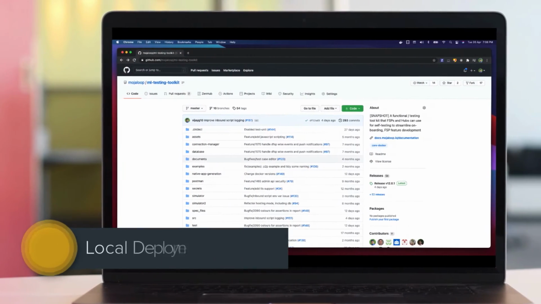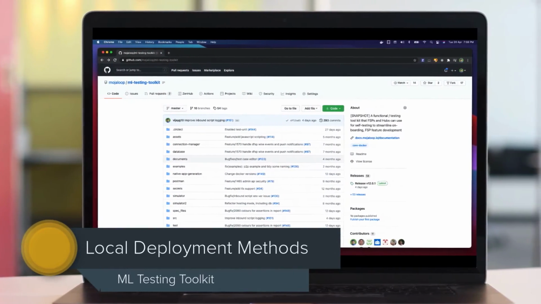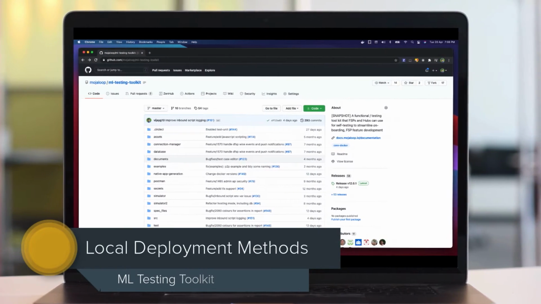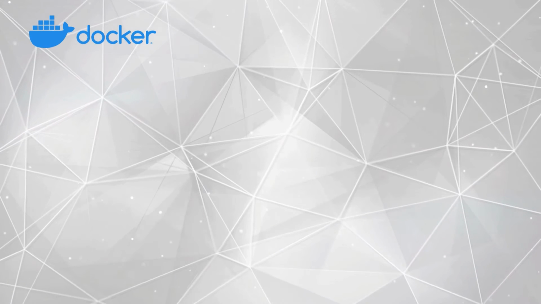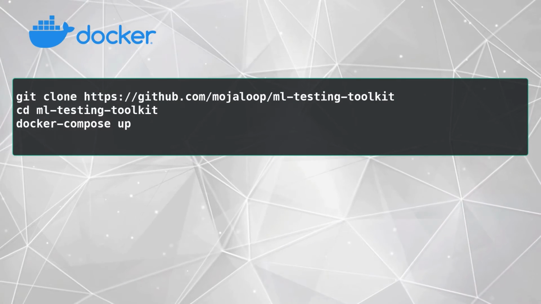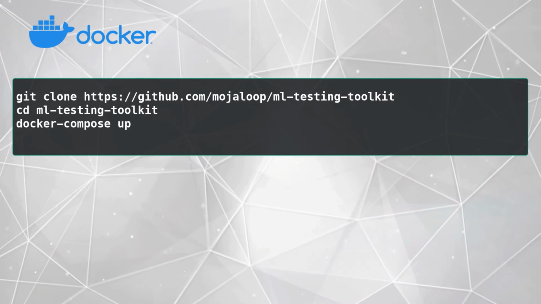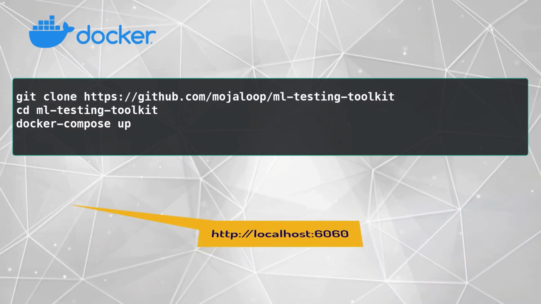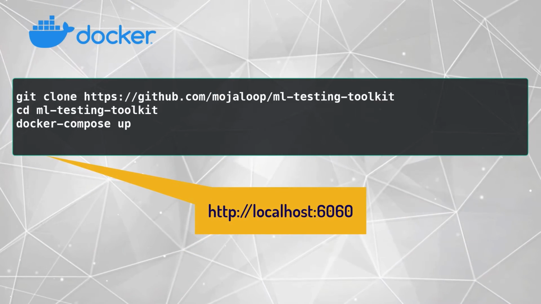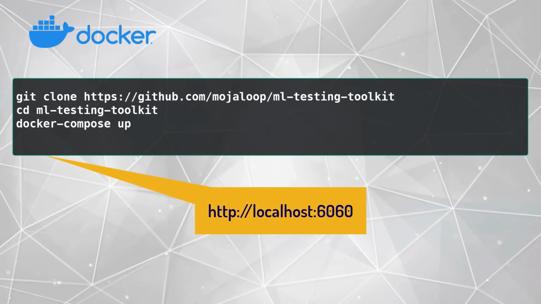A developer can deploy the testing toolkit very easily on his local machine. There are multiple ways to do this. If you have Docker in your machine, then the following commands can be used to start the testing toolkit. The web interface will be available on localhost:6060.